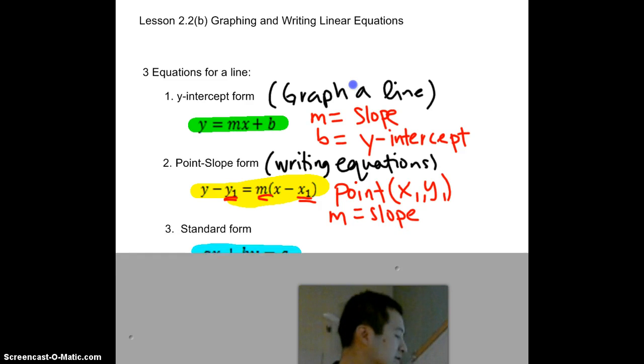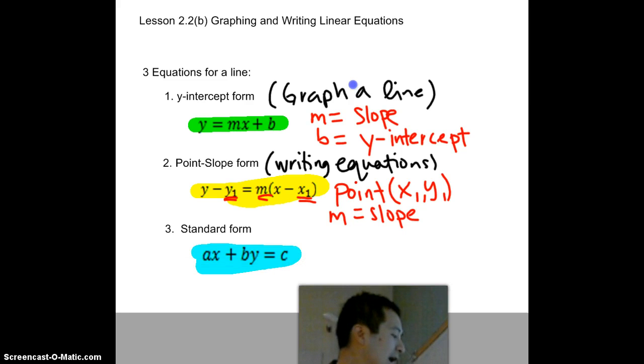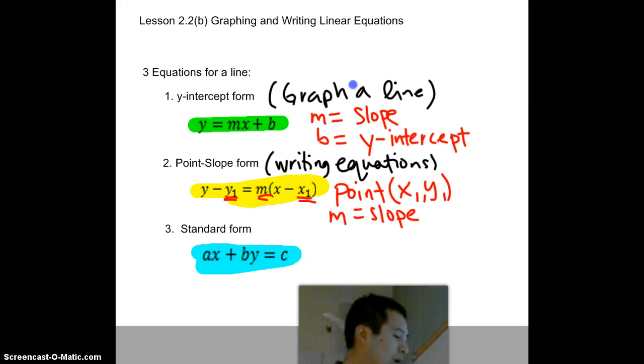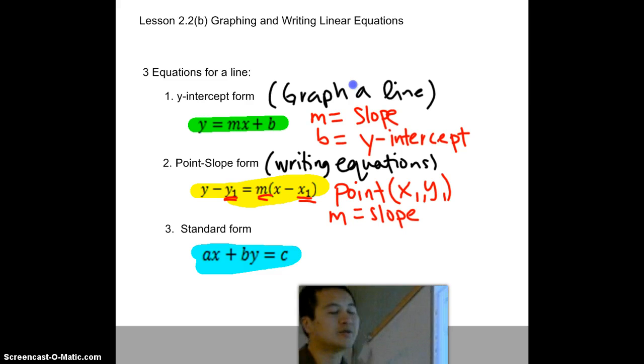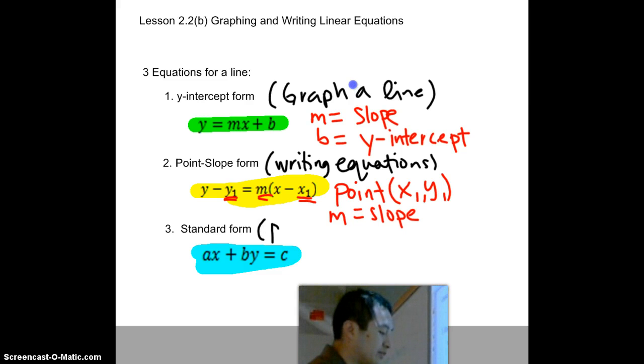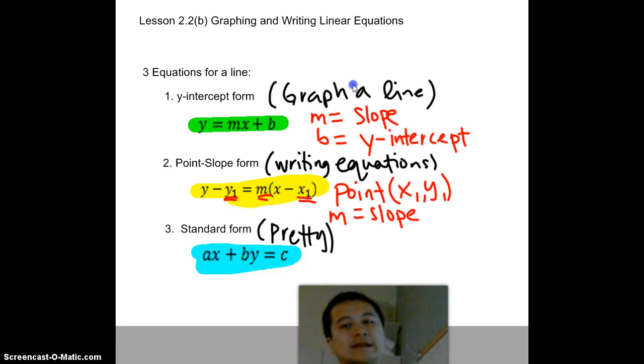Finally, the third equation of a line is called standard form, which is ax plus by equals c. What's the purpose of this? Why do we need to have three equations? The purpose of this one, strictly, is that it just looks pretty. It looks nice. In this equation, there are no fractions, there are no decimals, it's clean. Other than that, it has no particular use than just aesthetics. So, today we're going to learn how to graph and then write the equation of a line.